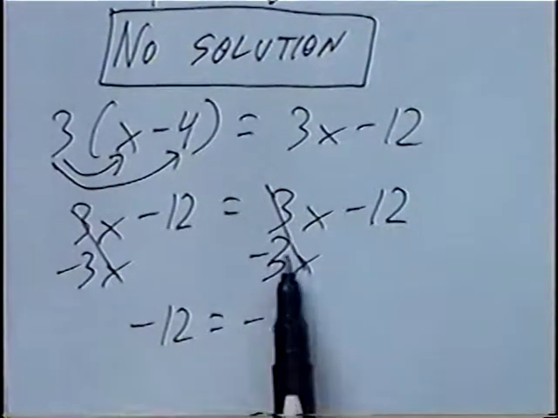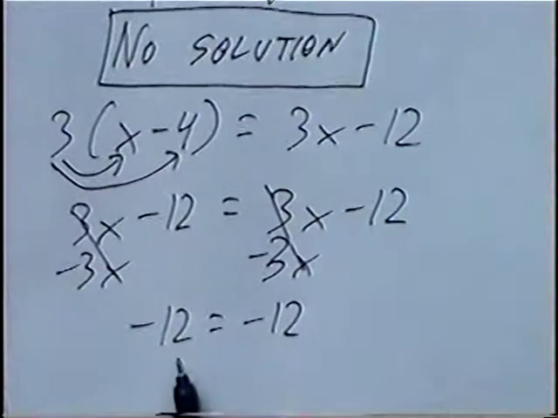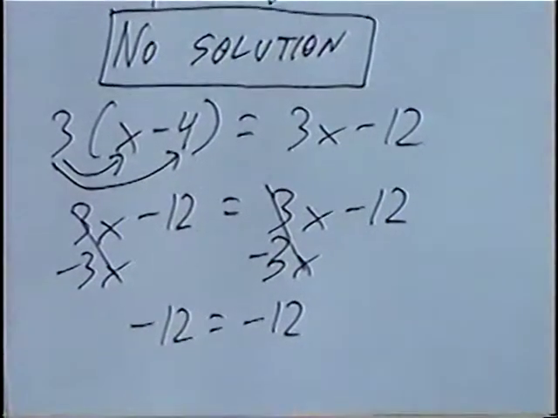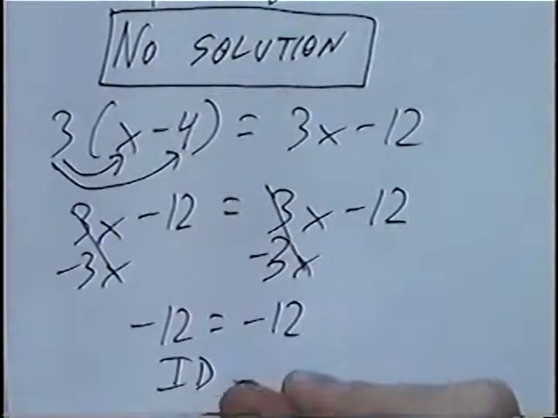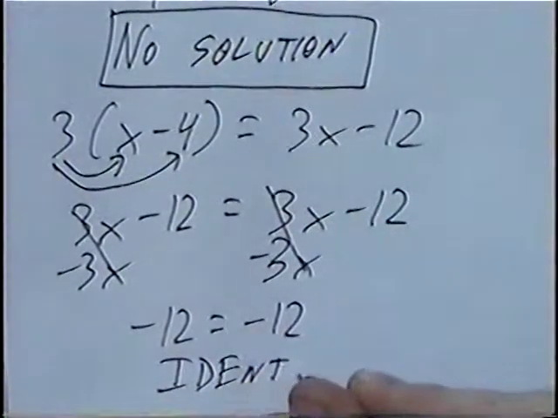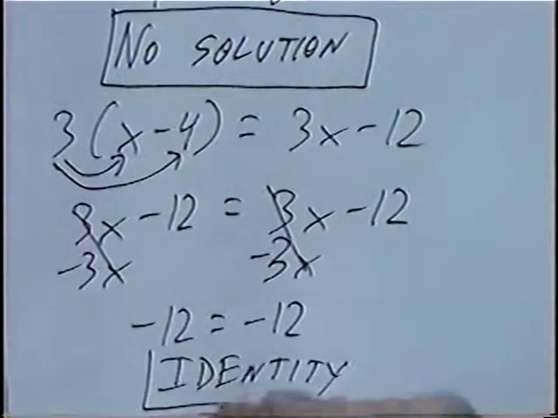In this case, the variables cancel out, and we're left with a true statement. Negative 12 does equal negative 12. If it is a true statement, the answer would be identity, which again means every number works for this equation.